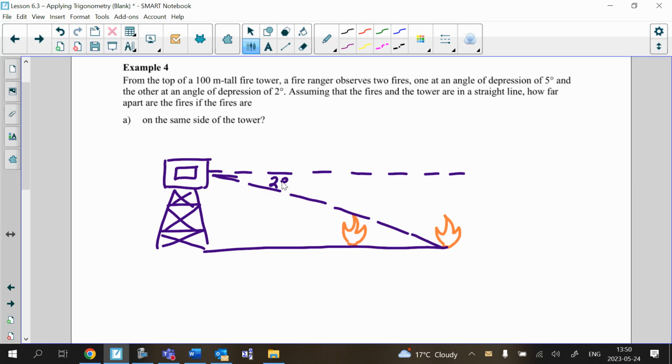Remember, the tower is 100 meters tall. So this is 100 meters, and so is this way out here. This imaginary segment is 100 meters as well. There's my right triangle, the red one I'm going to draw.